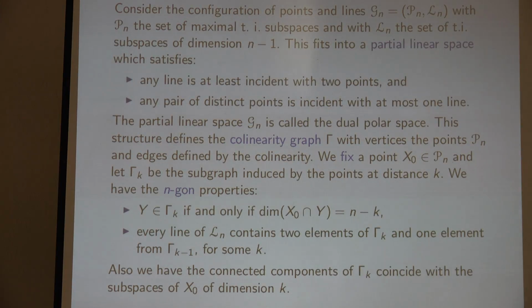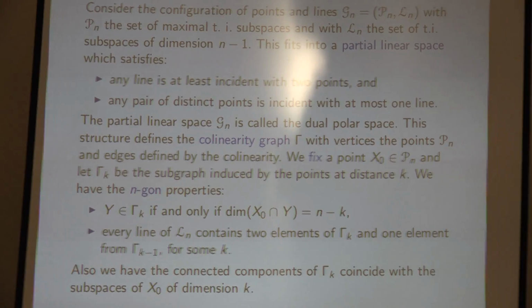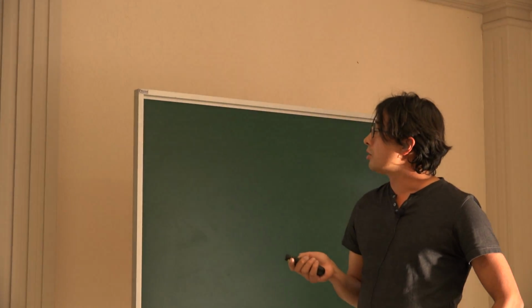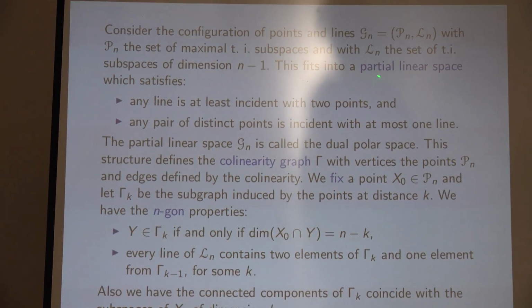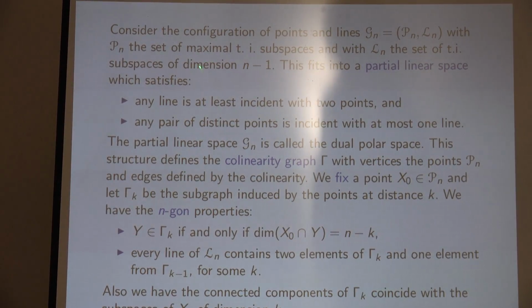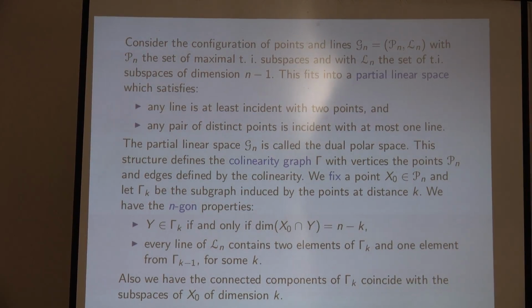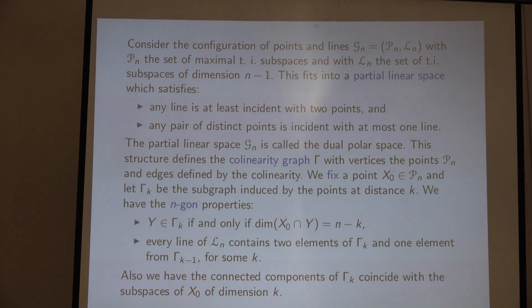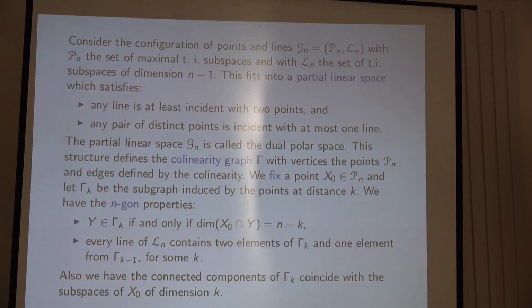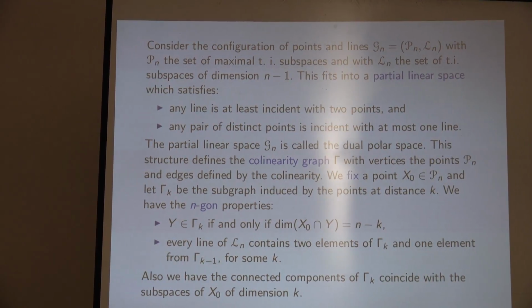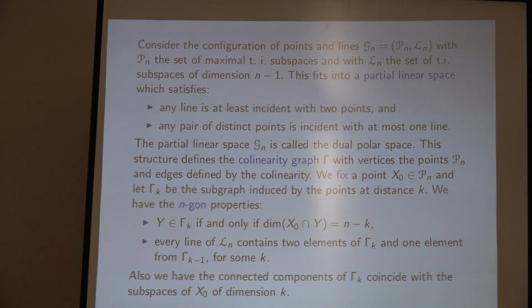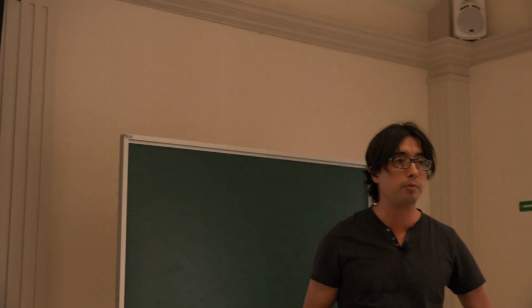So what is the geometry of this structure? This structure fits into a partial linear space, which satisfies that any line is incident with at least 2 points. A line is not defined by only 1 point. And any pair of distinct points is incident with at most 1 line. So for 2 points, we don't have 2 lines passing through them.